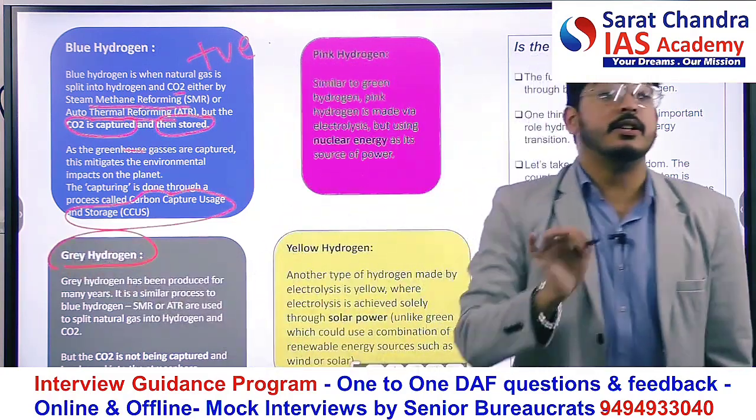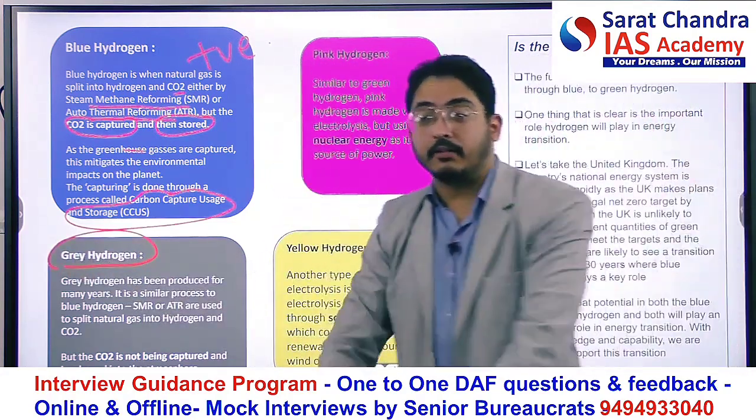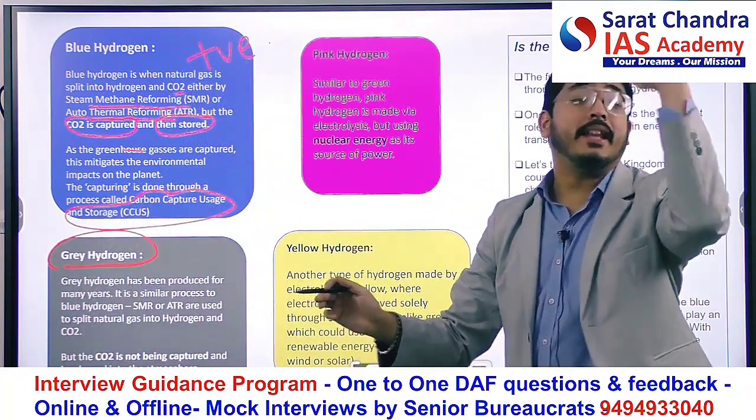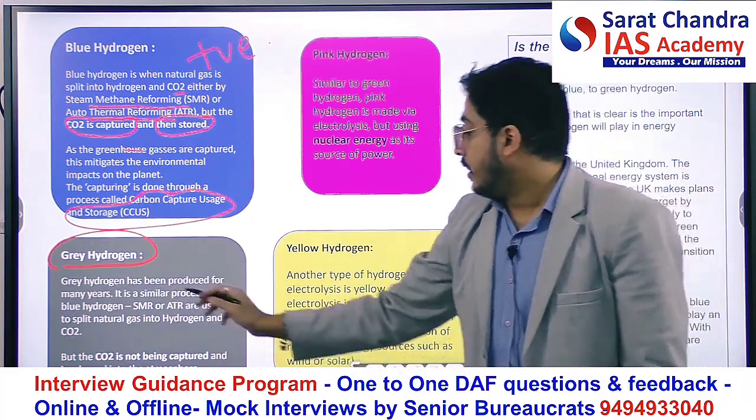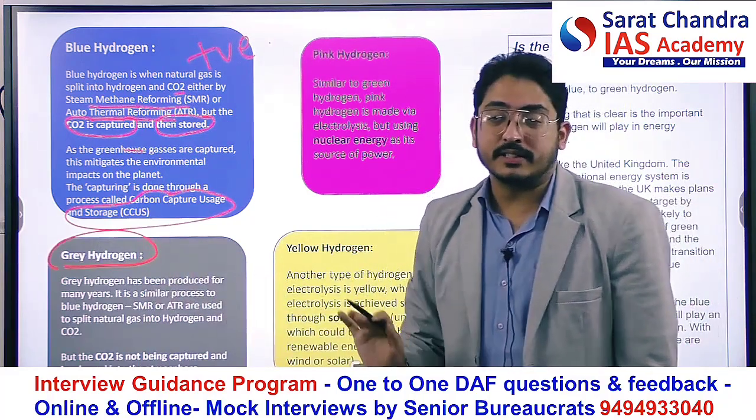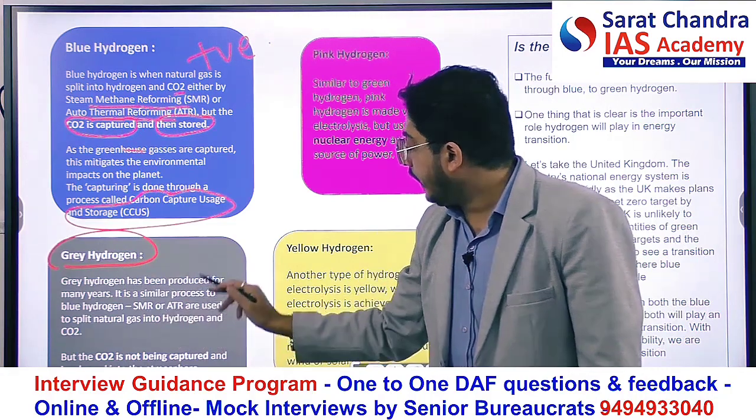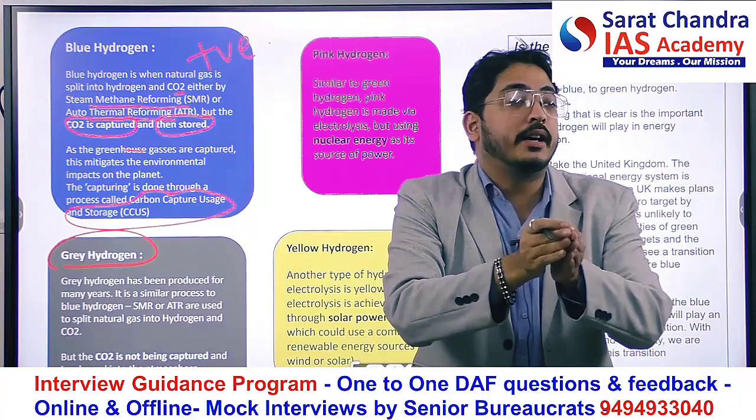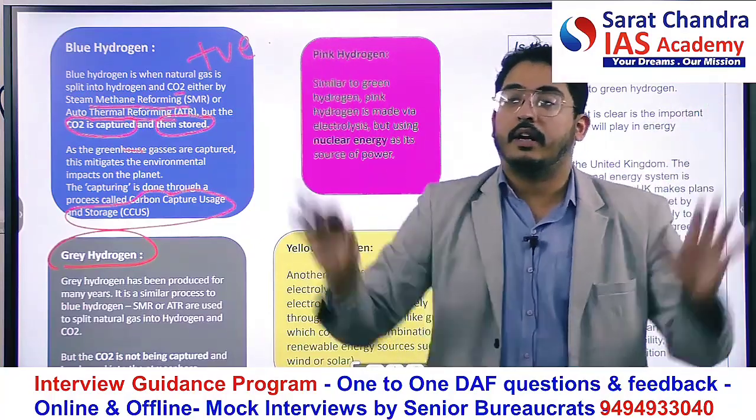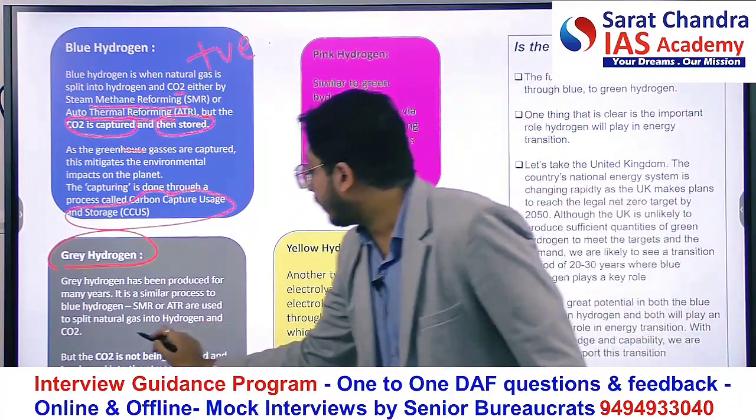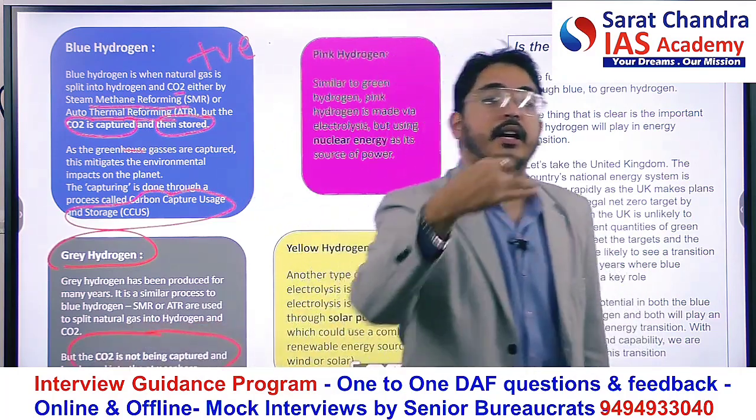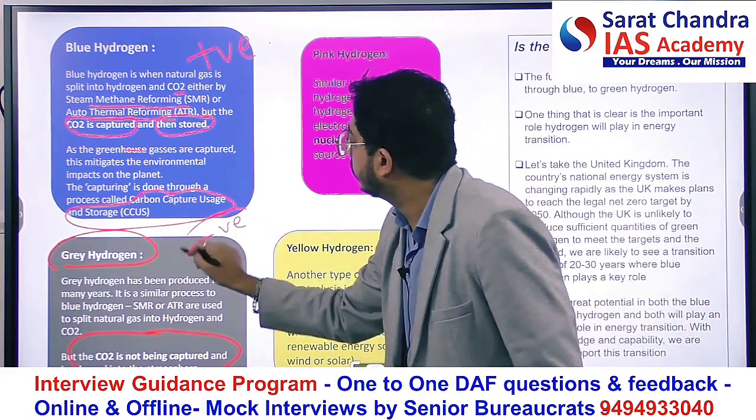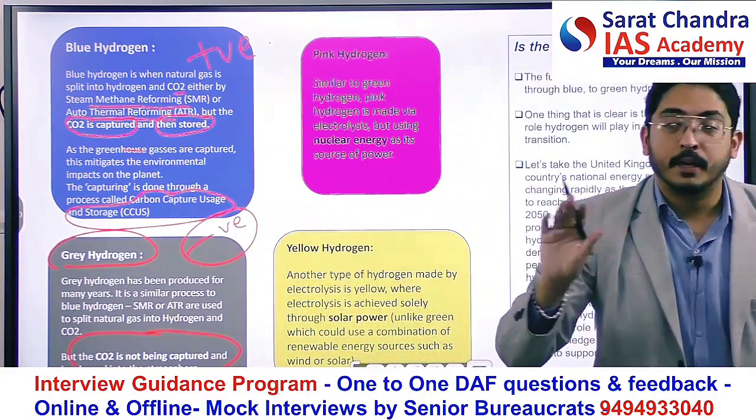Now gray hydrogen is not positive because it is what is happening today. Gray hydrogen has been produced for many years. It's not a new thing. First of all, it's a similar process to blue hydrogen. Here also the same process, but the carbon dioxide is not stored or captured. Carbon dioxide is being released. That is the main issue. So it is a negative thing. Clear? It's a negative thing.